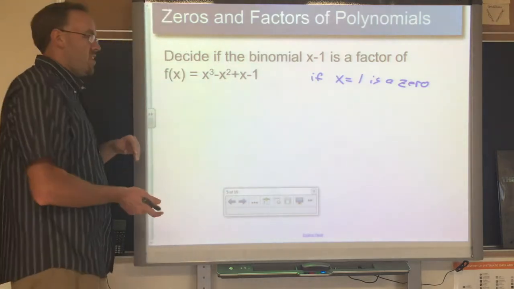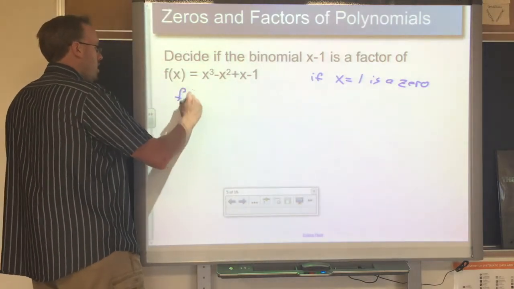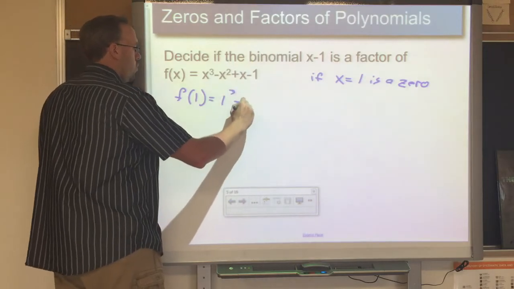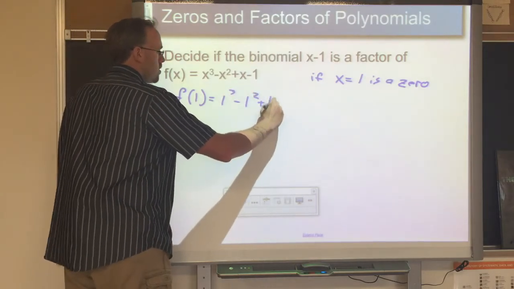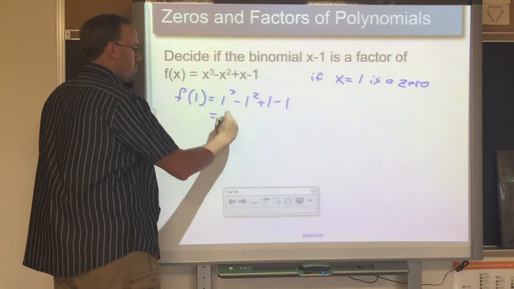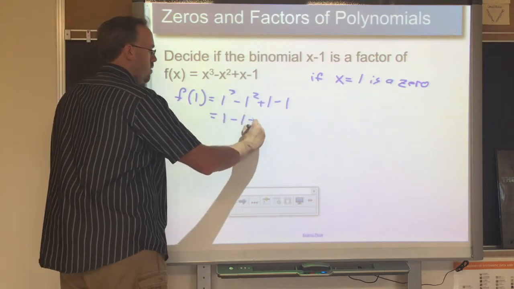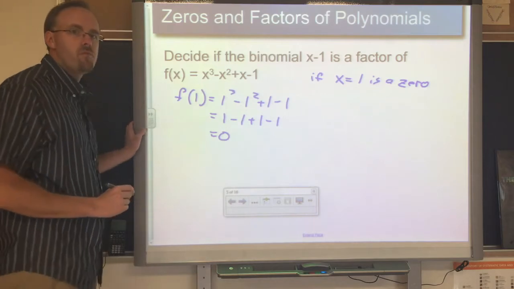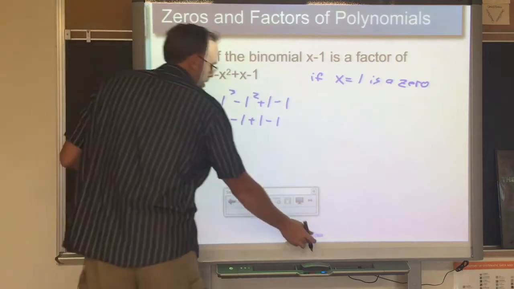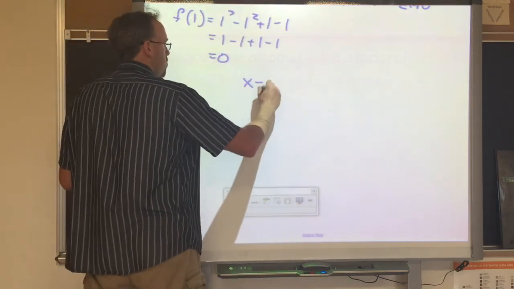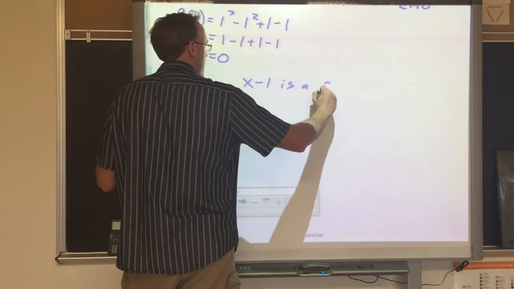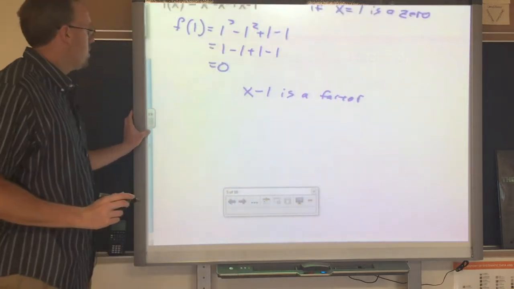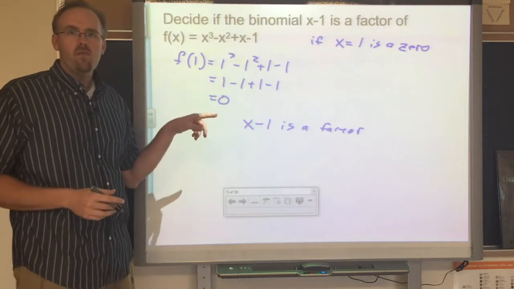So the way to test this is to plug in 1 for x. So wherever there's an x, we replace it with a 1. So 1 cubed is 1, 1 squared is 1, and we do indeed get 0. So that means x minus 1 is a factor. If it weren't 0, then it wouldn't be a factor.